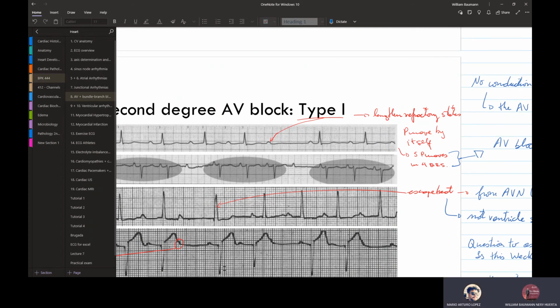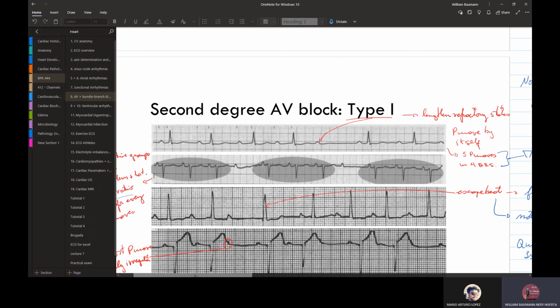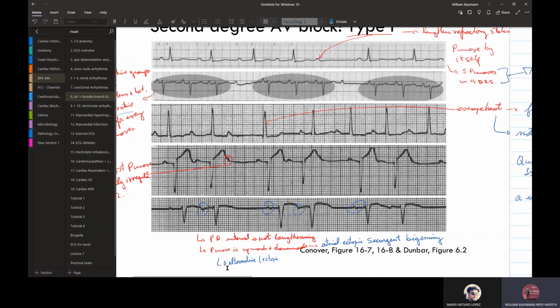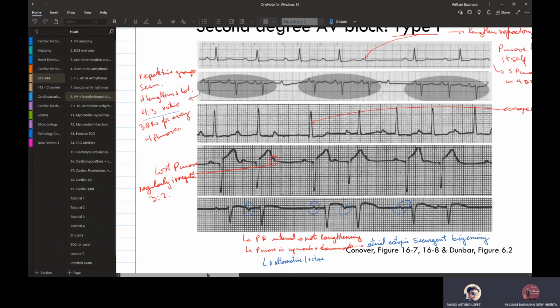So it's not the ventricle, it's the AV node in this case. We're going to see later the ventricles depolarizing. They're very, very broad. So in this fourth tracing, it says here that there's a lost P wave, regularly irregular. So this P wave does not conduct, and then the other ones do.